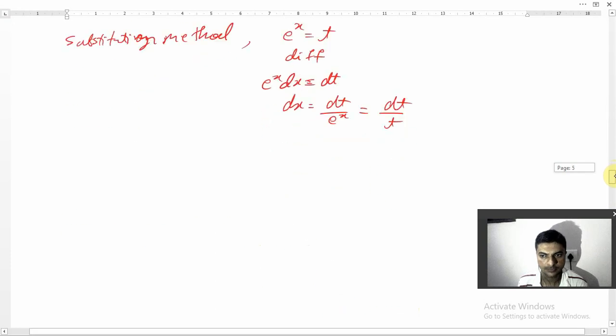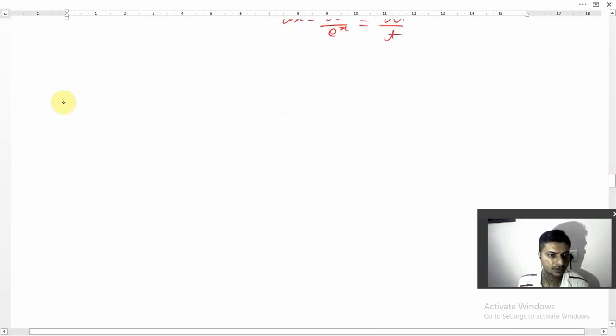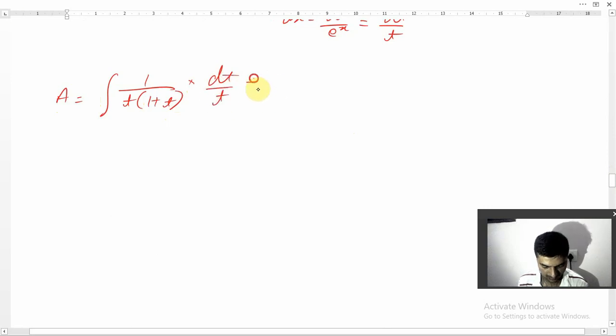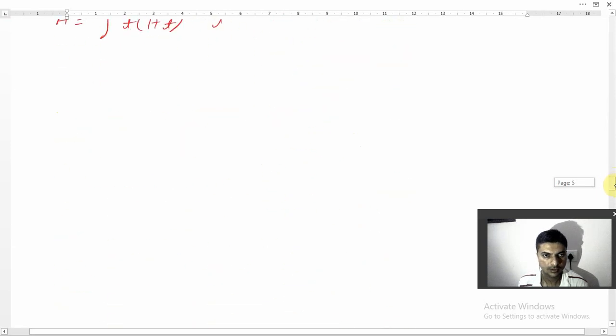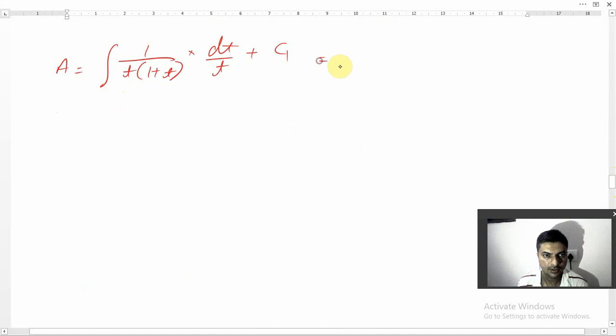So all this value I am going to substitute in this integration. You may get a is equal to, yes friends, so please remember this, a is equal to integration 1 divided by t into 1 plus t into dx is dt upon t, plus I am going to take the integration constant c1. Okay, I have substituted all the values. Now when you simplify this, friends, I get integration 1 divided by t square into 1 plus t dt plus c1. You can see in this case I cannot again integrate t square into this 1 plus t. So what I have to do is split this into various parts. So just go to partial fraction.